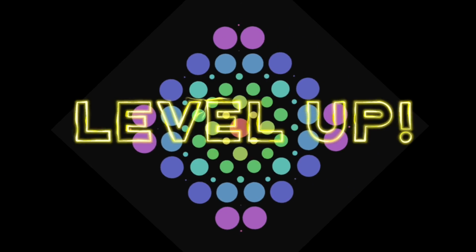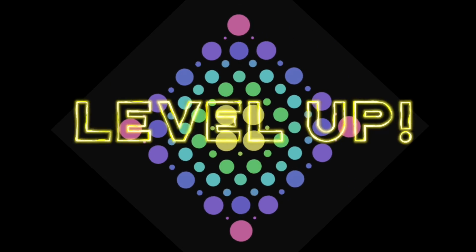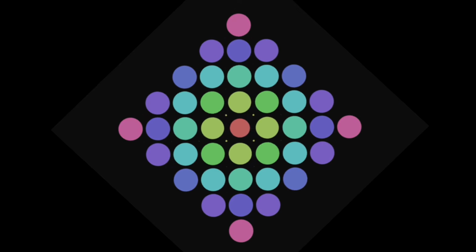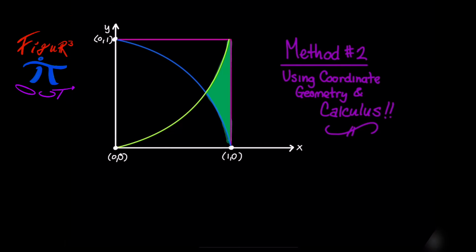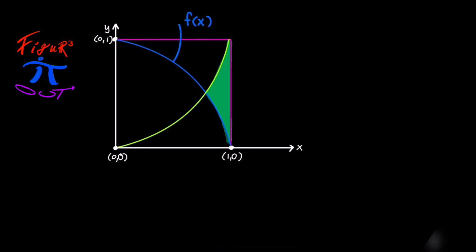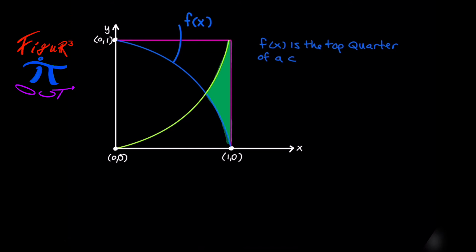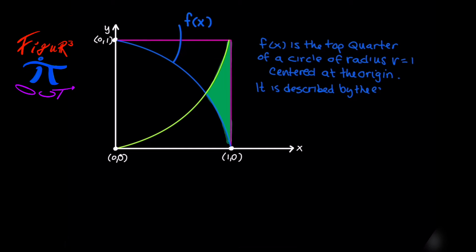Time to level up and do this problem a second time using a little bit of geometry, that is coordinate geometry, and calculus. So imagine our 1 by 1 square on the coordinate plane, and the two curves that make up the quarter circles are given by f of x and g of x. So here, f of x would be the top quarter of a circle with a radius of r centered at the origin. So by its description, we can write the equation x squared plus y squared equals 1.